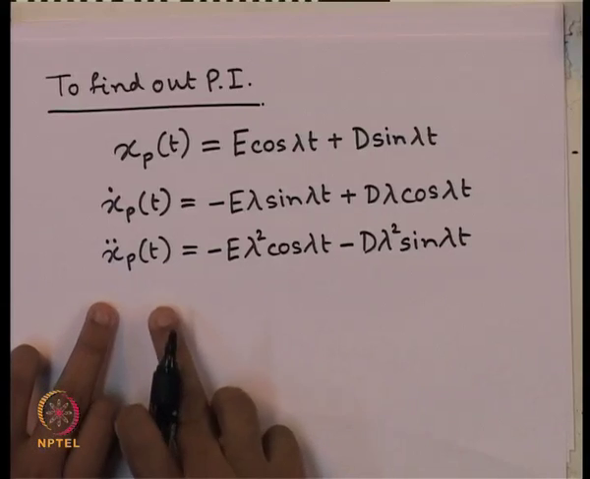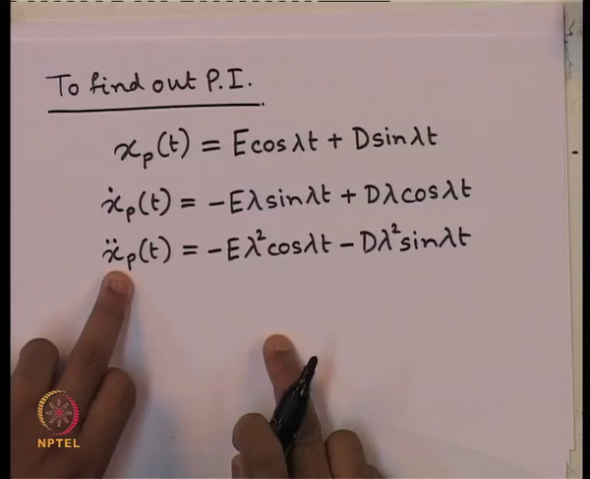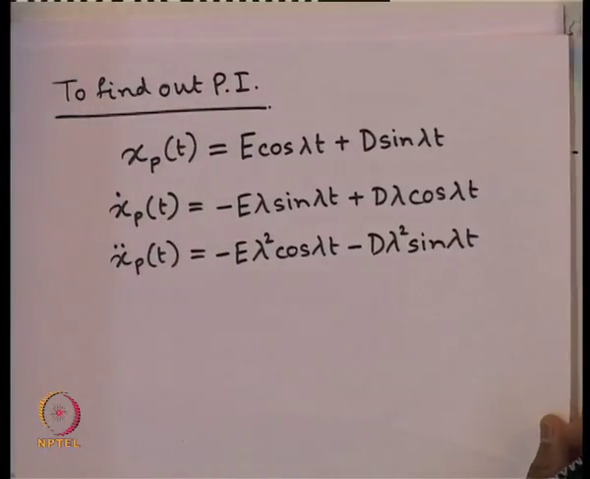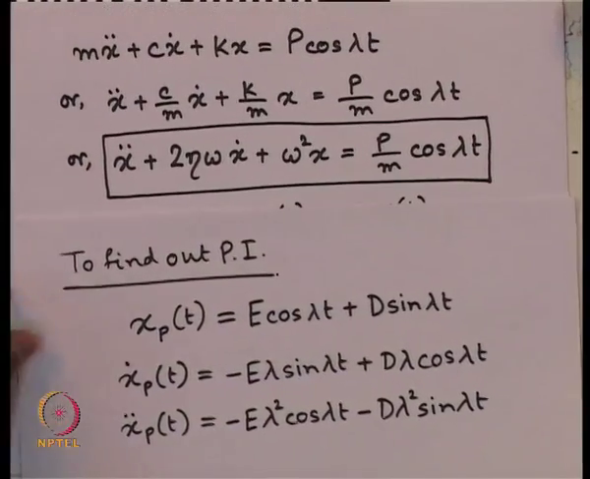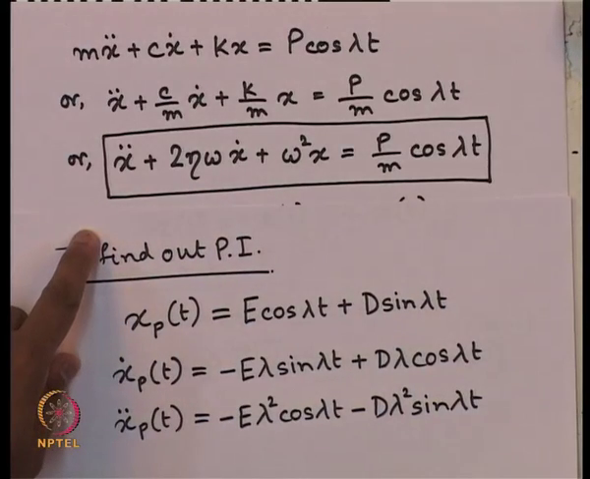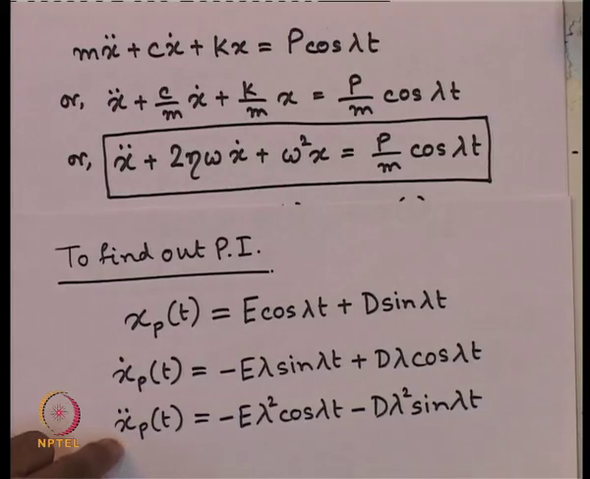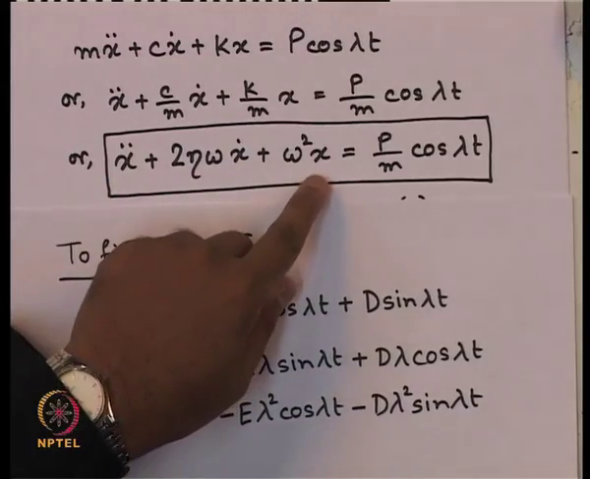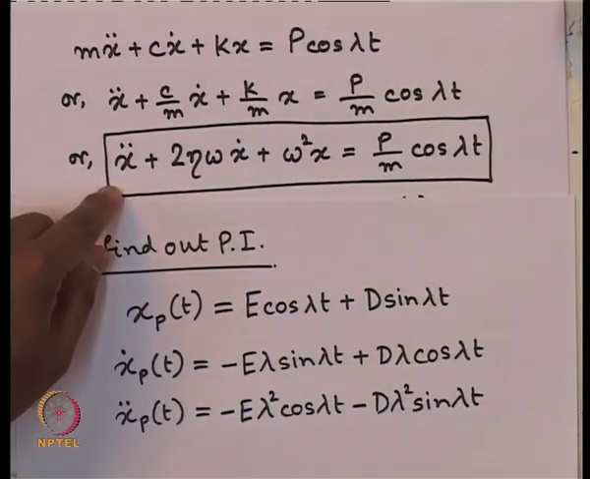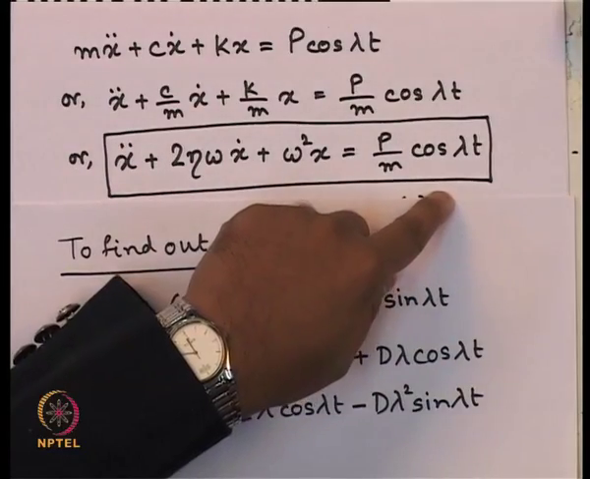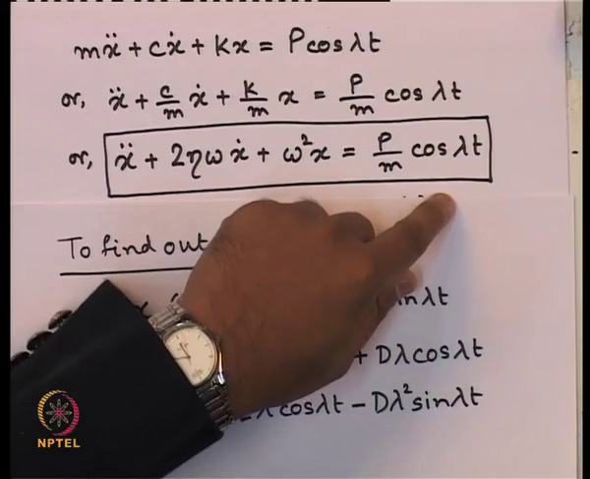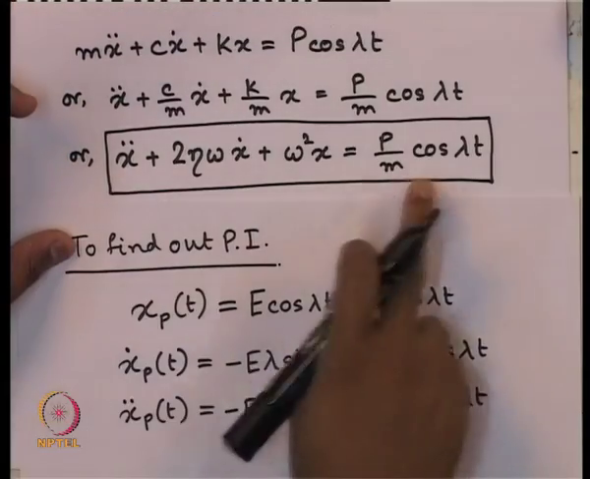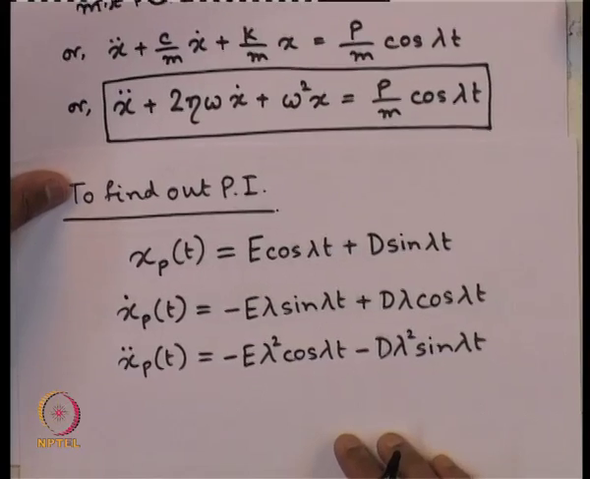Now, these expressions of acceleration, velocity and displacement must satisfy the basic governing equation, this one. So, what we need to do? We need to put the expressions for acceleration, velocity and the chosen displacement in this equation and equate it with the given right hand side parameter. That is the way we obtain the particular integral. So, let us put these three expressions in this equation and see how it looks.